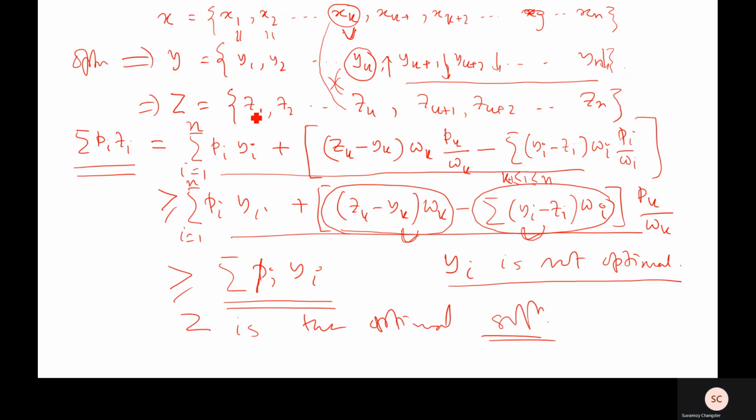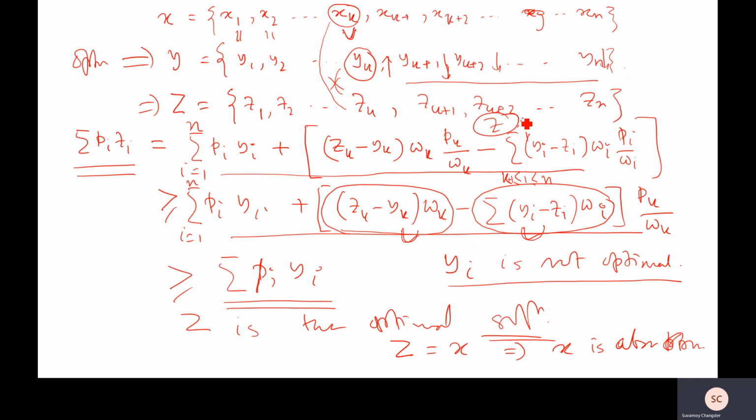Z is z1 equals x1, z2 equals x2, zk equals xk, and zk plus 1 may not be equal to xk plus 1. Zk plus 2 may not be equal to this, but it may be equal. So if z equals x, then x is also an optimal solution, and we have done. Okay, proved. If not, then what can we do? We can find another z which is not equal to x.